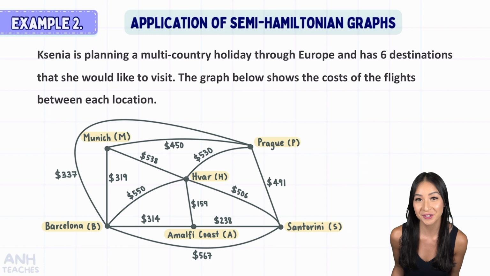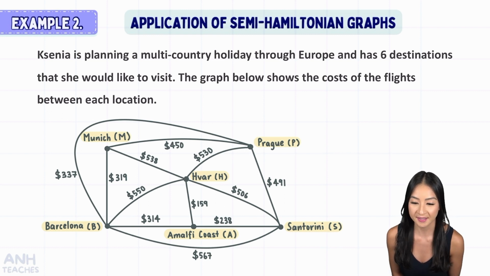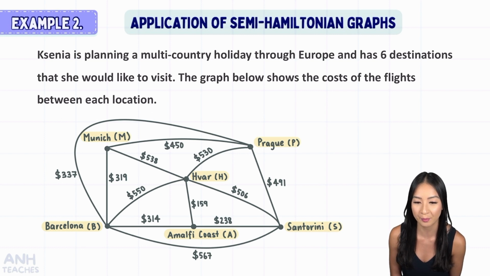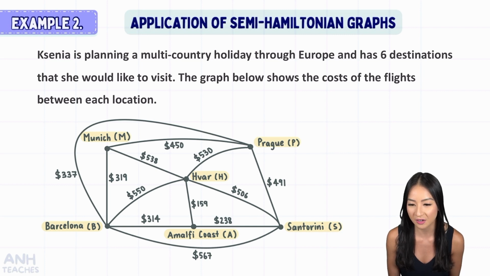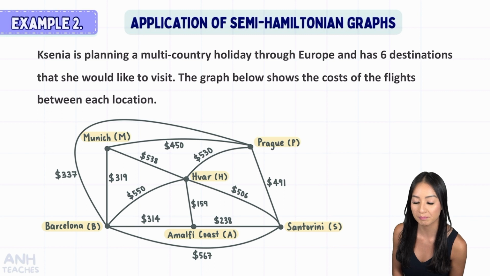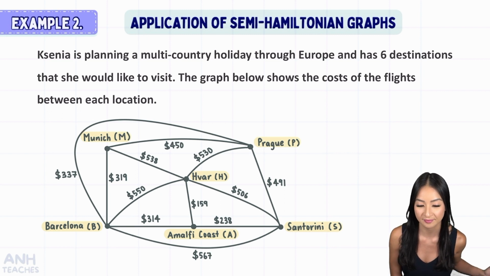Okay, let's move on to example 2, which is an application of semi-Hamiltonian graphs. Ksenia is planning a multi-country holiday through Europe and has 6 destinations that she would like to visit. The graph below shows the costs of the flights between each location. Okay, so we have a few cities here: Barcelona, Munich, Hvar, Prague, Santorini, and the Amalfi Coast. And you can see the cost of the flights between each of these locations.